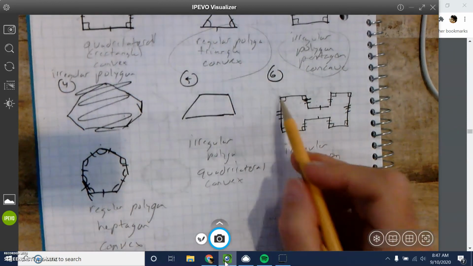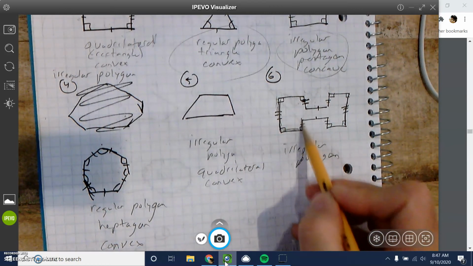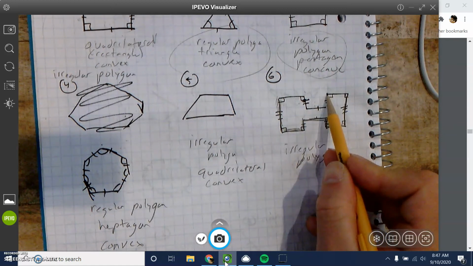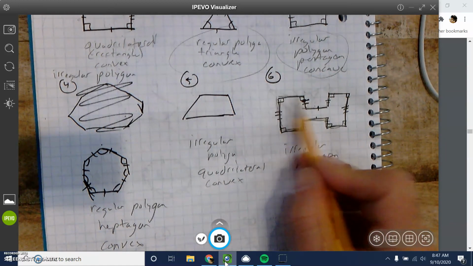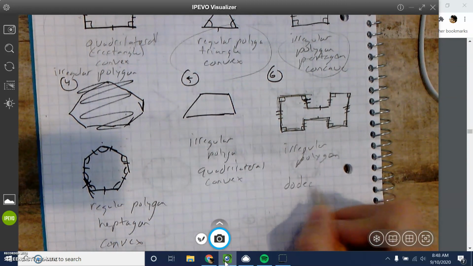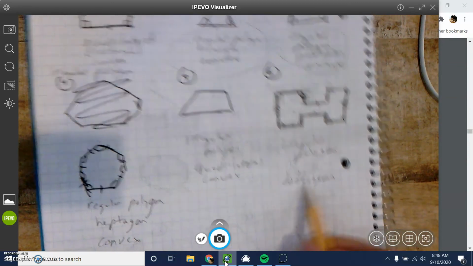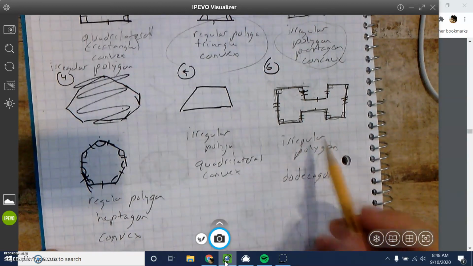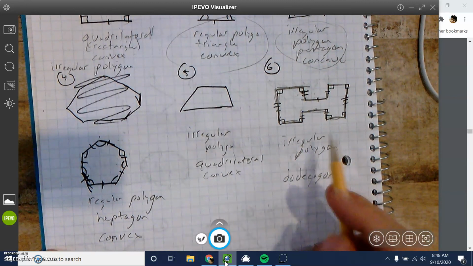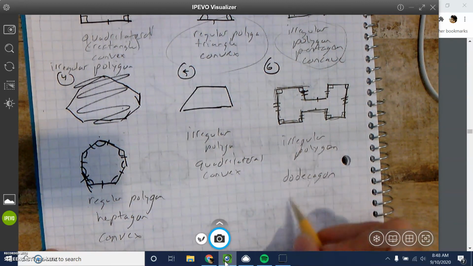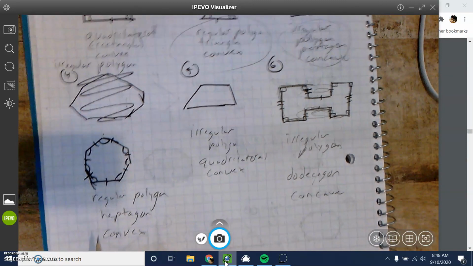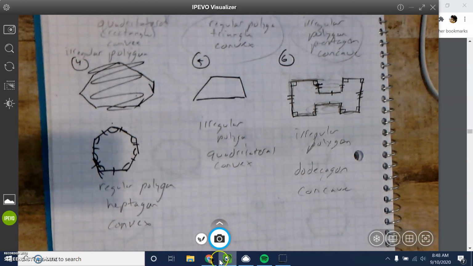It is a, ooh, how many sides? 1, 2, 3, 4, 5, 6, 7, 8, 9, 10, 11, 12. 12 is called a dodecagon. Decagon is 10, dodecagon means 12. If you are confused about this, just Google it. Like, what's a 12-sided figure called? And what's the last thing? It is concave, because I see it's caved in here and here. Nice job. Keep going. Knock out the checkpoint next.